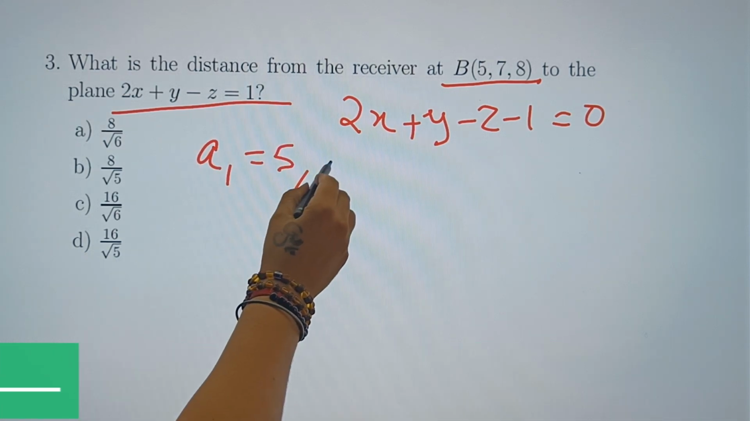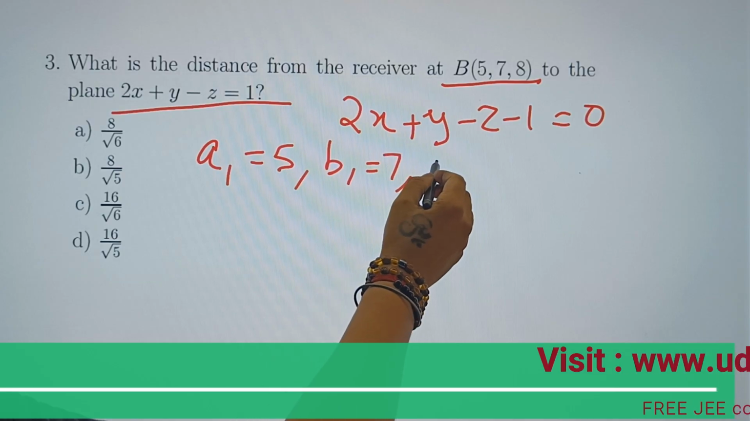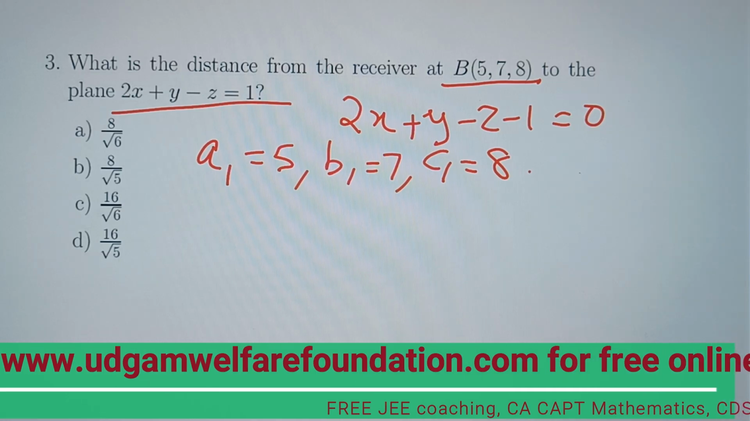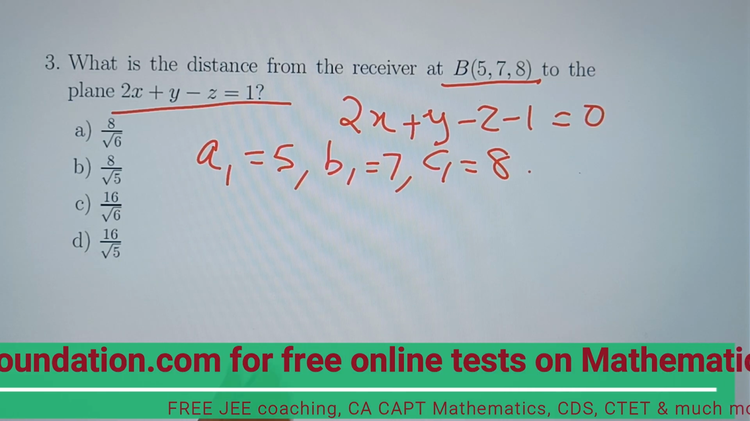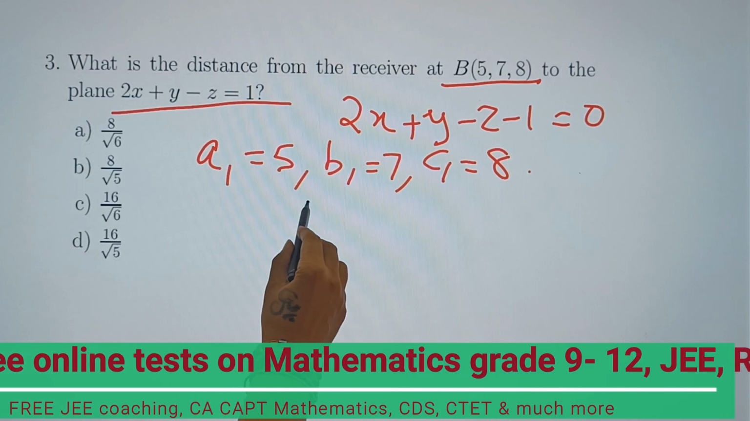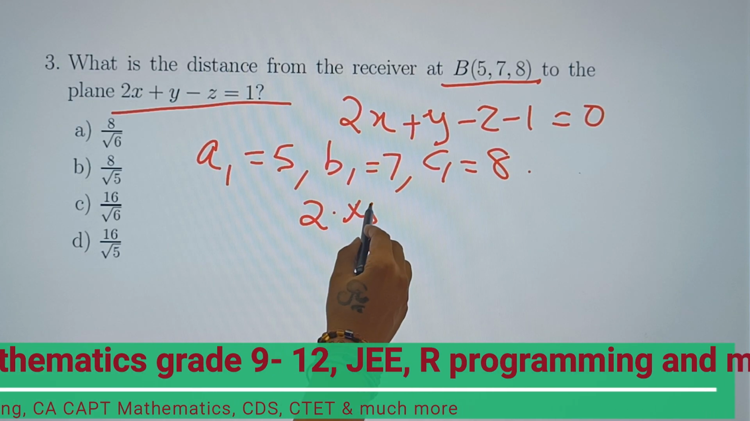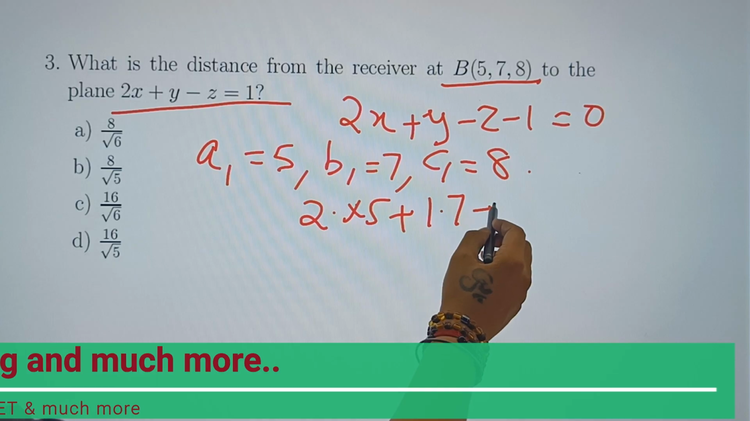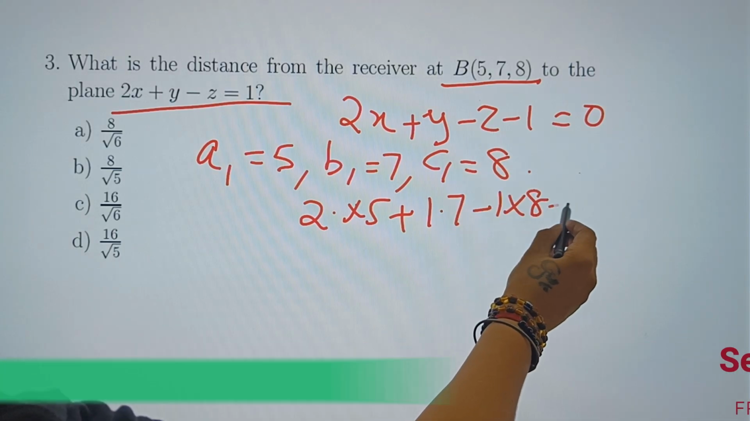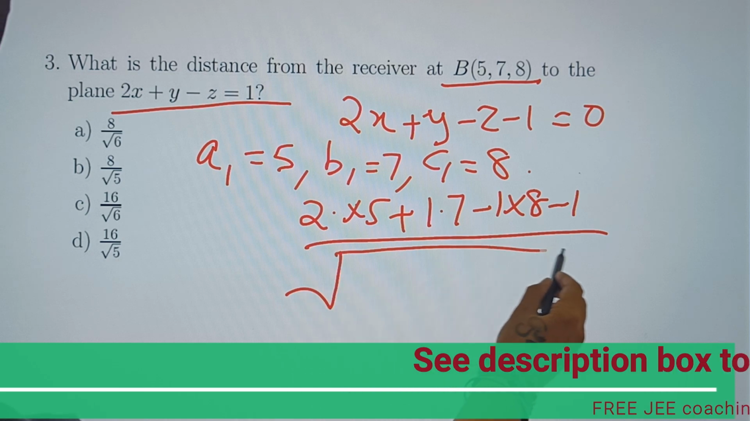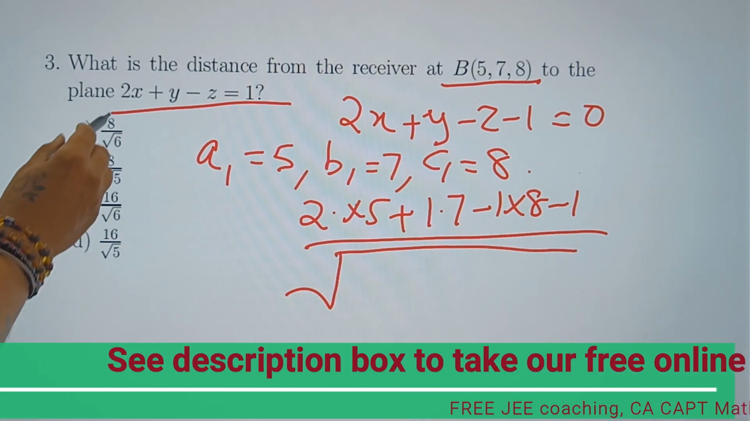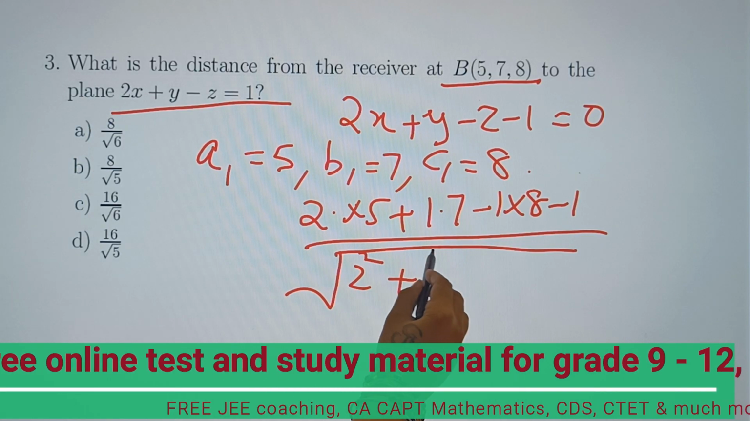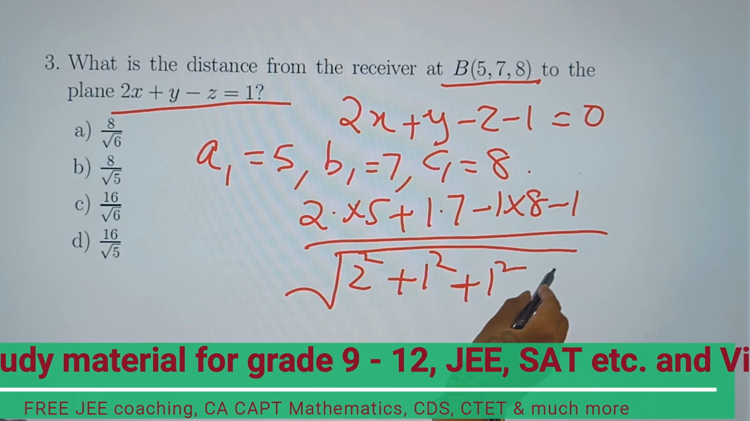And here we have a1 is equal to 5, b1 is equal to 7, c1 is equal to 8. Very simple. Now we can simply plug in these values to find the distance. Basically 2 into a1, which is 5, plus 1 into b, that is 7, minus 1 into 8, minus 1, over root over the coefficients of x, y and z. So the coefficients are 2 square plus 1 square plus 1 square.